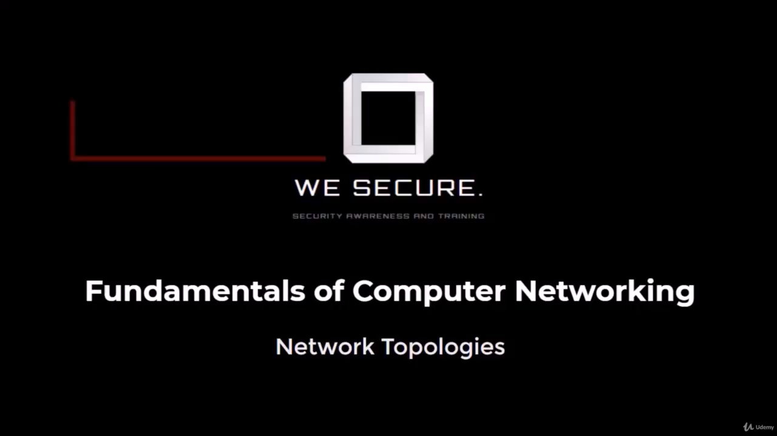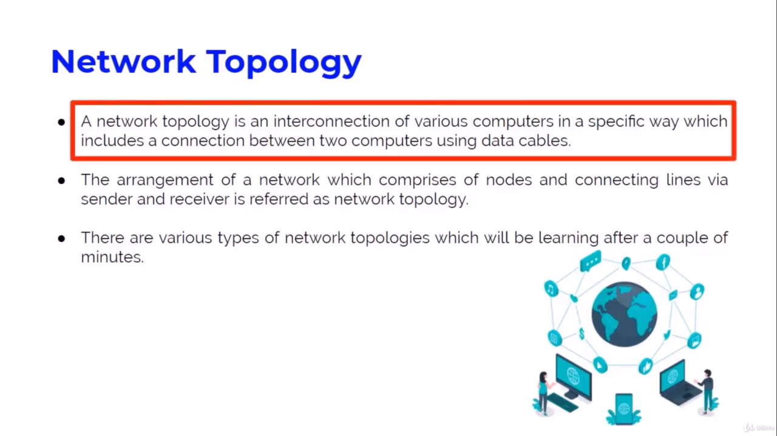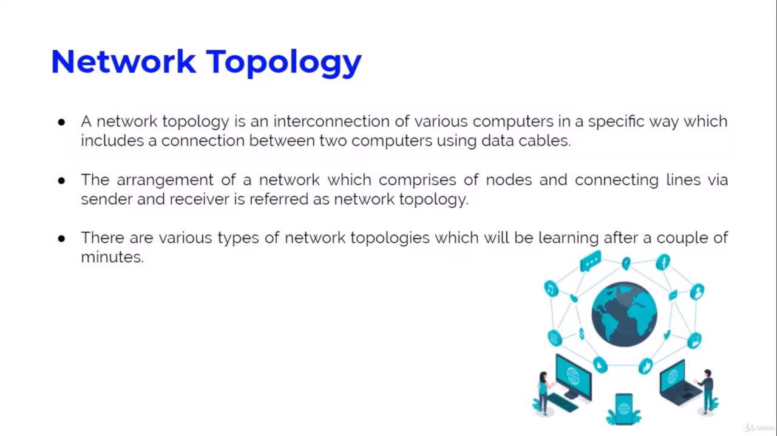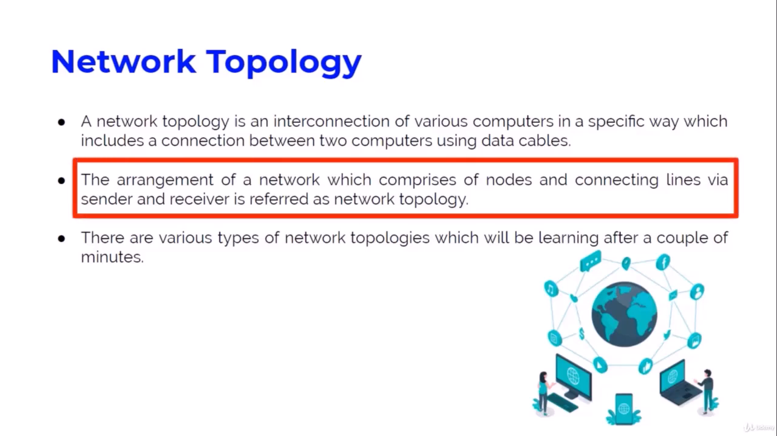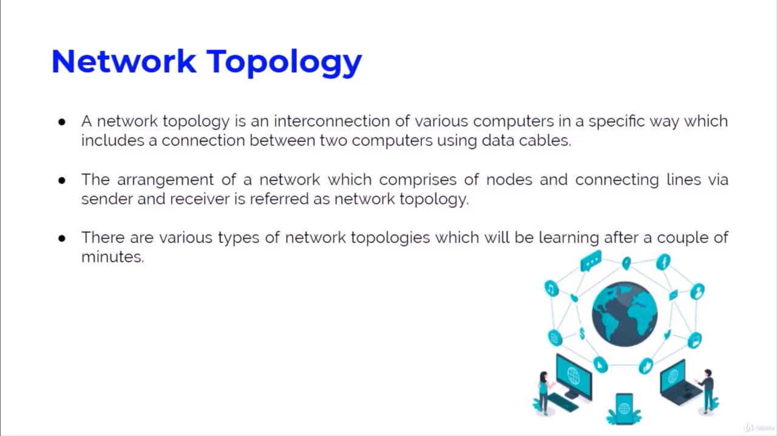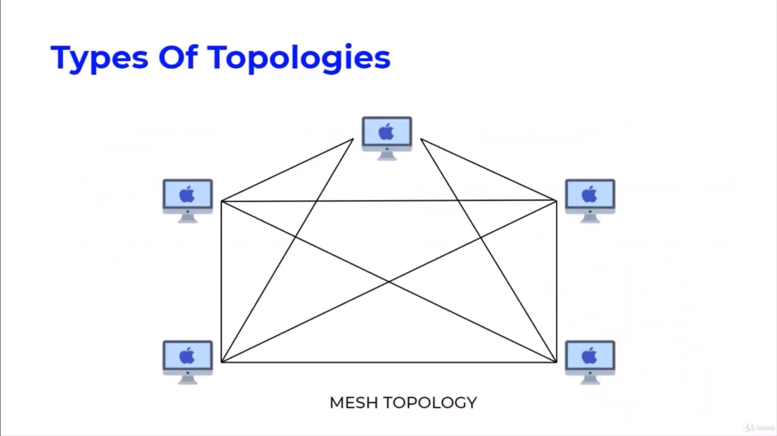Talking in technical terms, a network topology is an interconnection of various computers in a specific way, which includes a connection between two computers using cables. Also, the arrangement of a network which comprises of nodes and connecting lines via sender and receiver is referred to as network topology. So, let us start exploring different types of topologies.